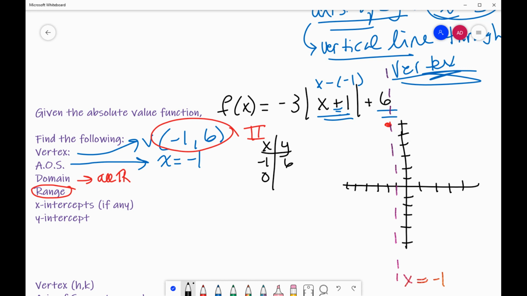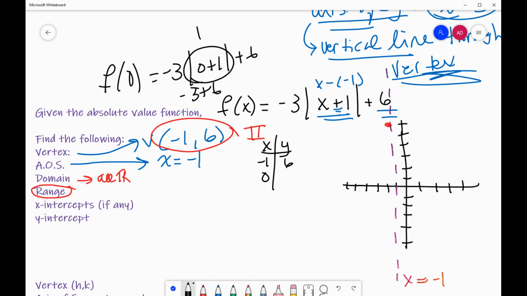So I'm going to plug 0 in. So I'm literally going to go find f of 0. F of 0, here we go. Plug the 0 in and do a little shimmy, shimmy, work. You can do this. Absolute value of 1 is 1. -3 plus 6, oh, by the way, is 3. So when I plug in 0, I get 3. So (0, 3). There you go.